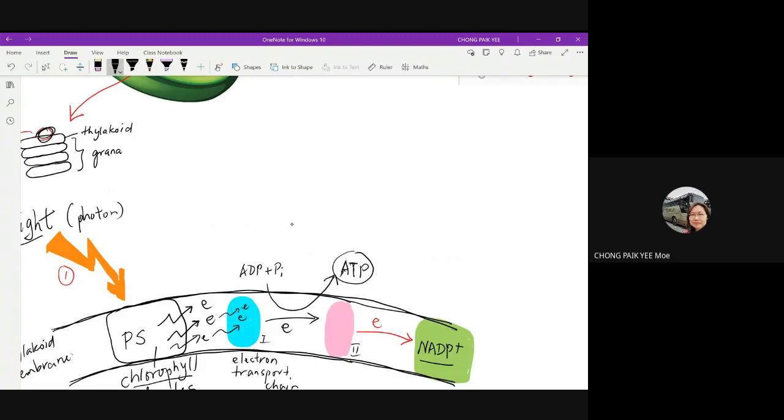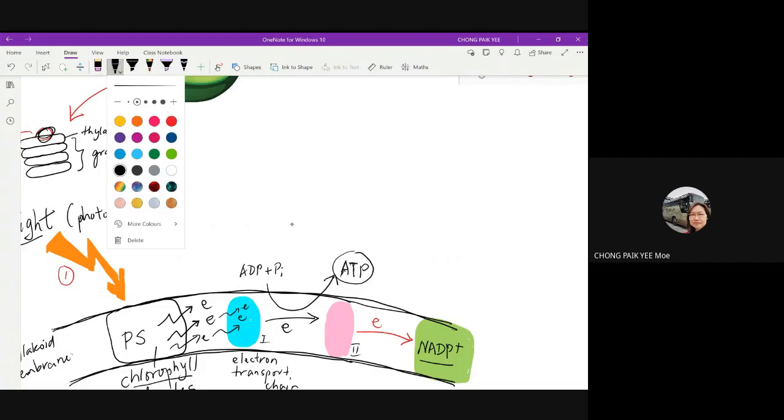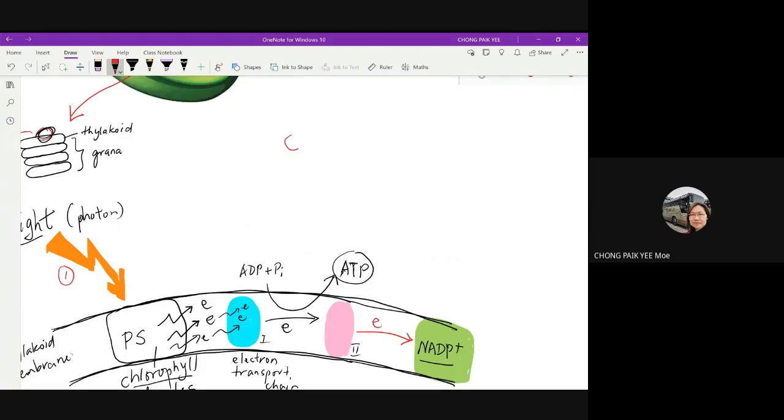Now, where does the hydrogen ion come from? This is water. I'm drawing a molecule of water. Water is very important in the process of photosynthesis. Girls, if you do not have water, photosynthesis cannot happen. It is one of the basic requirements.